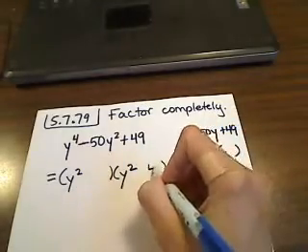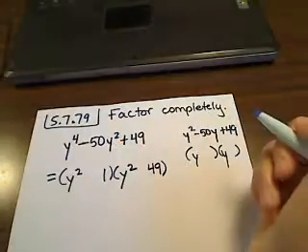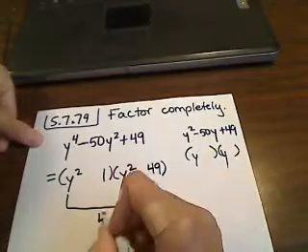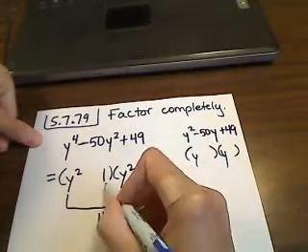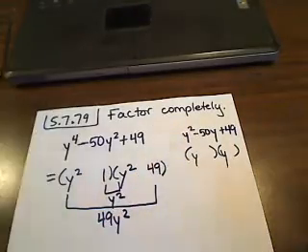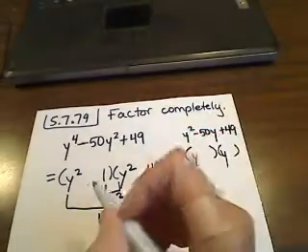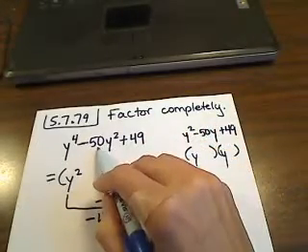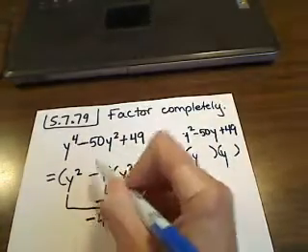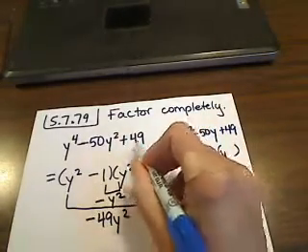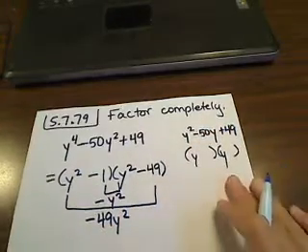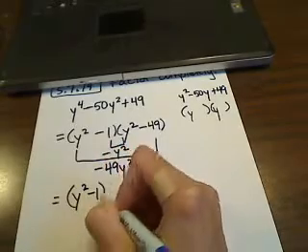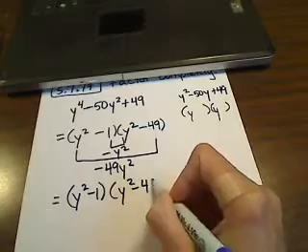Okay, and then for 49, I'm going to use 49 and 1. If I take a look at the outside portion of FOIL, that would give me 49y squared, and the inside portion of FOIL would give me a 1y squared. So if I put a negative sign in front of each of these, that would add to give me a negative 50, which is what I need for the middle. Then I need to check the last. If I take negative times negative, I do get a positive, so that works there. So this factors into y squared minus 1 and y squared minus 49.